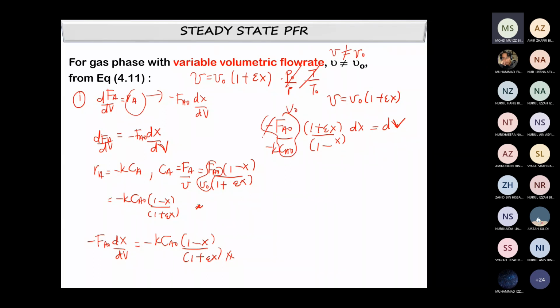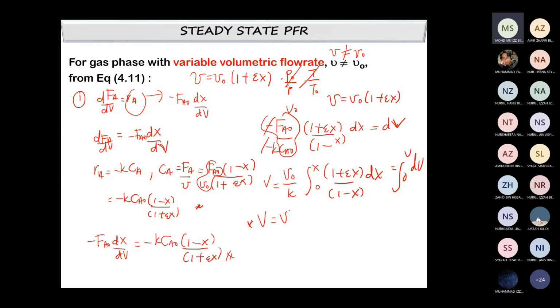Okay, yang ni kita dah cancel lah negatif dengan negatif. So should be v0 over k f x0. Okay, 1 plus epsilon x over 1 minus x dx f VO dV. Okay, so you kena tahu macam mana nak integrate kalau ada per macam ni. Okay, so at the end, nanti you cuba je lah. Jawapan dia lah V. Okay, ni adalah V.